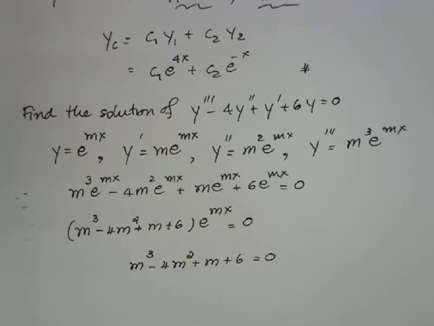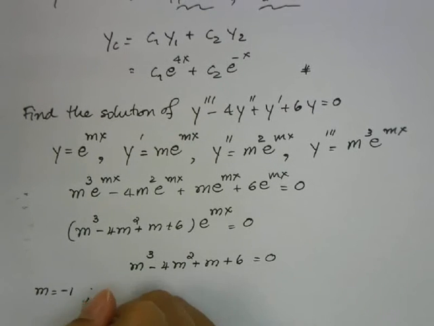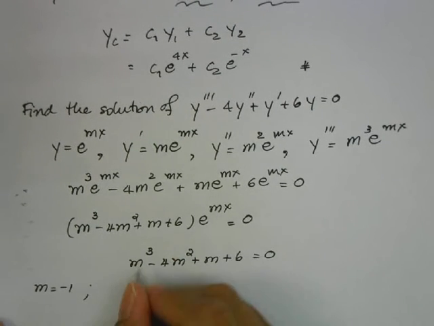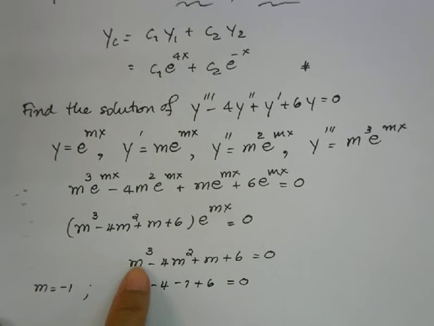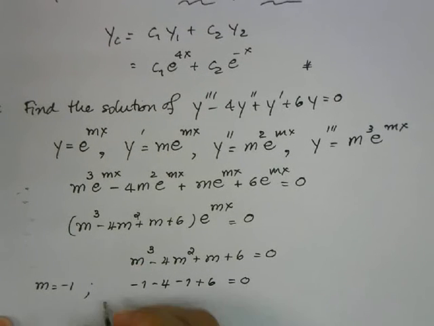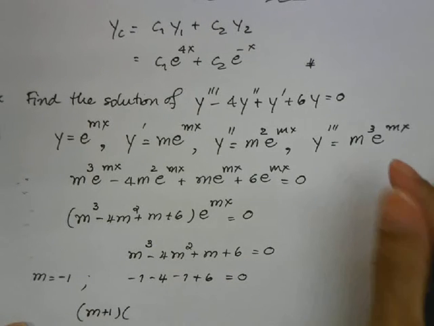So I would say that if m is equal to minus 1, I plug this minus 1 there. I get minus 1 here, minus 4, minus 1 plus 6. Is it equal to 0? Minus 1 minus 4 is minus 5. Minus 5 minus 1 is minus 6. Minus 6 plus 6 equals 0. So that means one value of m here is minus 1. So I have m plus 1 here times the rest of the terms in here. How can I know the rest of the terms? I just do the division.